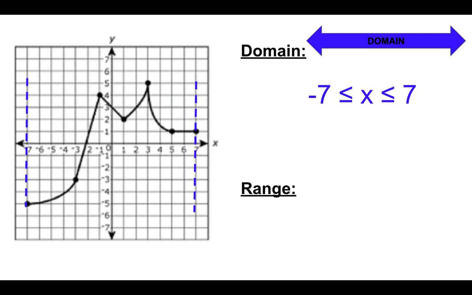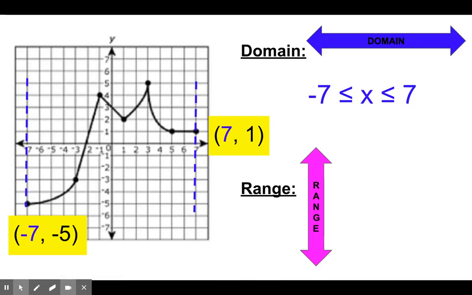Another way you can think about it is the point farthest to the left is (-7, -5) and the point farthest to the right is (7, 1). Notice I made the x values blue, because we're worried about the x values for domain. You can look at these blue values, -7 to 7. We don't need to worry about the y values.